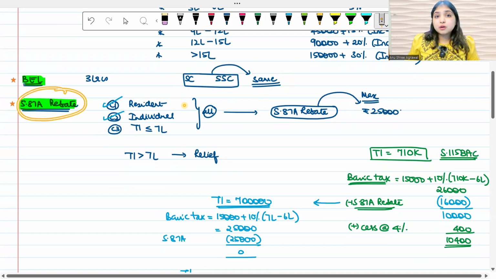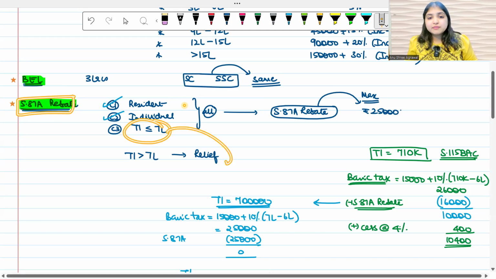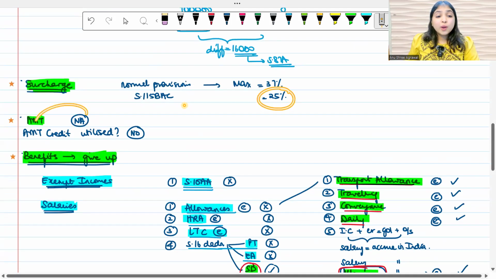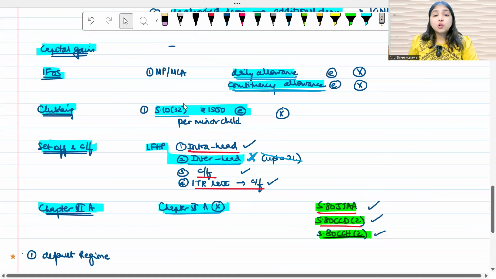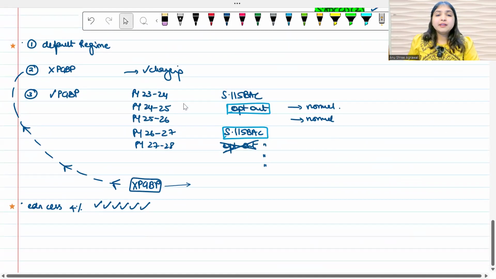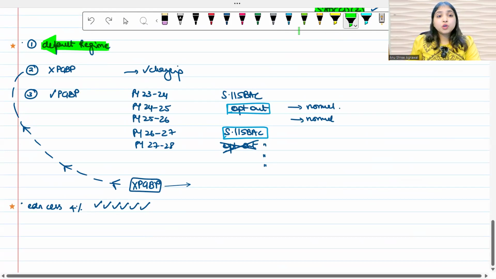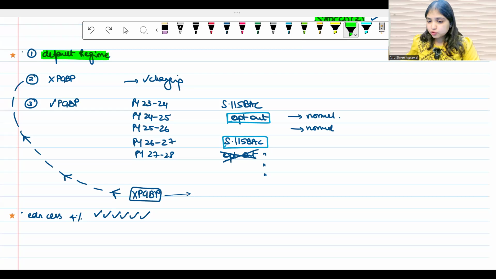Then we learned if assessee's income is within 7 lakhs, then we'll give the assessee 87A rebate. Even if it is more than 7 lakh, then a sort of a relief calculation we will do. Then we learned surcharge maximum can be 25%, no AMT concept in 115 BSc. We learned all these benefits assessee will have to give up. And finally, we learned that 115 BSc is the default regime, which means by default, we will assume that you're following 115 BSc. And if you don't want to follow 115 BSc, you have to specifically opt out. If you don't opt out of 115 BSc, we'll assume that you're following 115 BSc by default. If you want to opt out, you'll have to exercise the option. Before filing a return itself, you'll have to exercise the option.